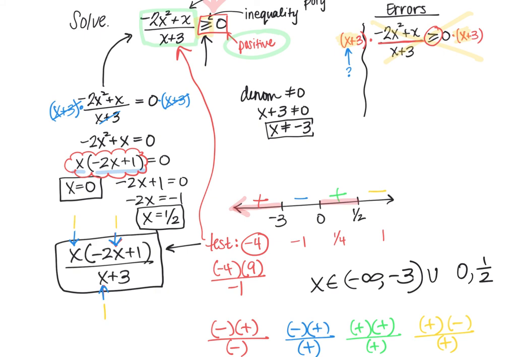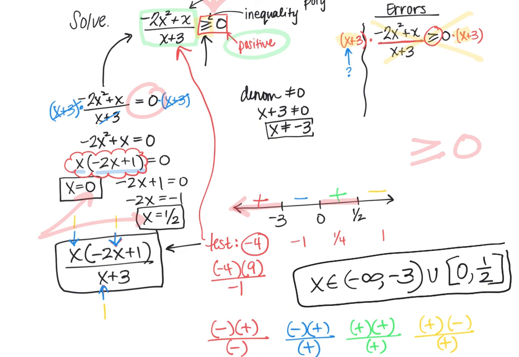Looking back at our work, remember that 1/2 and 0 were values that would cause the expression to equal 0. And because our inequality says we want to find values greater than or equal to 0, we will use brackets on both 0 and 1/2 so that we include them in our solution set. So all of the x values that are from negative infinity to negative 3 and between 0 and 1/2 inclusive, those are going to be x values that will ultimately give us values that end up being greater than or equal to 0, or positive in the end.